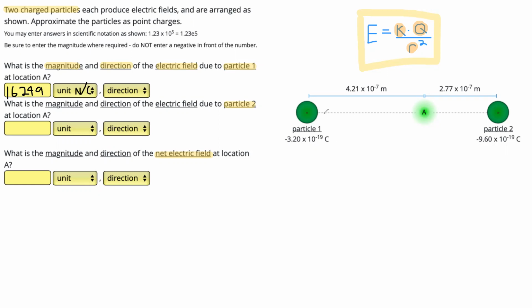Since particle 1 is negatively charged and electric field lines go from positive towards negative, our electric field is going to be going to the left due to particle 1.